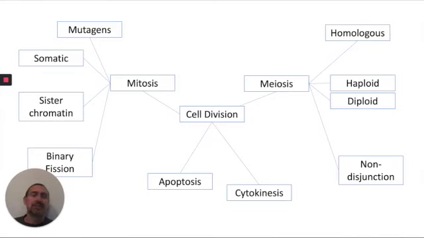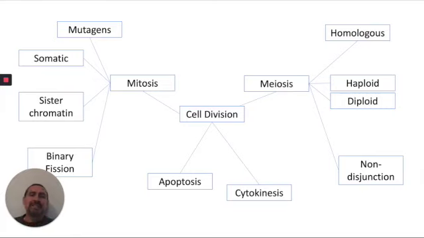So here's a little concept map to see some of the terms that would be associated with mitosis as opposed to meiosis. All of this is under the umbrella of cell division. Apoptosis just means programmed cell death. If something goes wrong with the cell division cycle, then the cell's programmed to self-destruct. That way, it's less likely to cause a major problem, like cancer, for example, uncontrolled cell division.